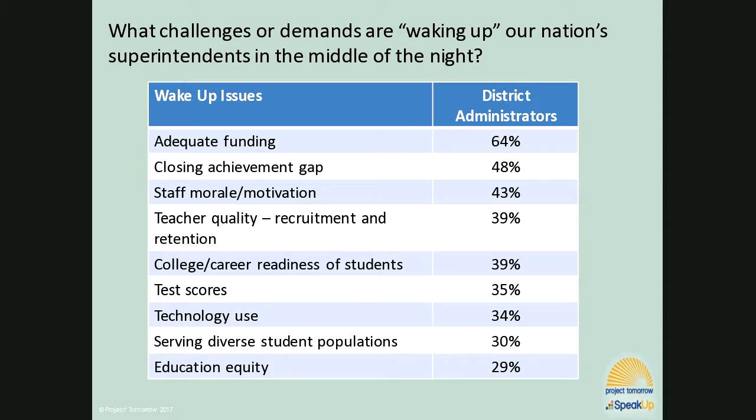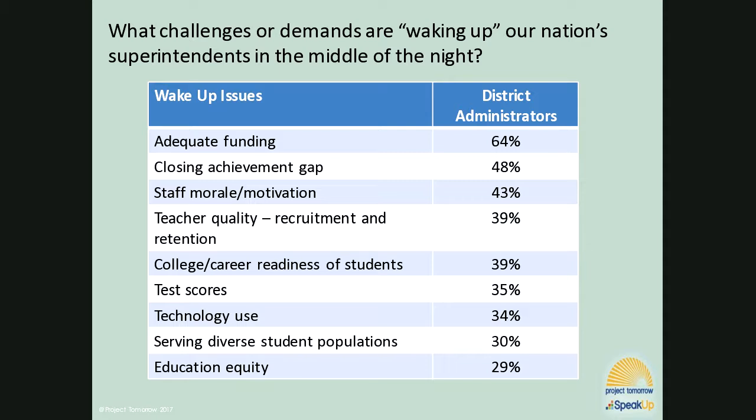Now, test scores, you'll see here at 35%, you might think, I thought that would be higher. A couple of years ago, it was higher. It was much higher. So it has fallen down. Now, that's not to say that test scores are not important to superintendents, but maybe they've got their hand around how to manage achievement measured by test scores, or they feel like they've got some stability in their test scores. So it's just not rising as a wake up in the middle of the night issue. It obviously still is important.